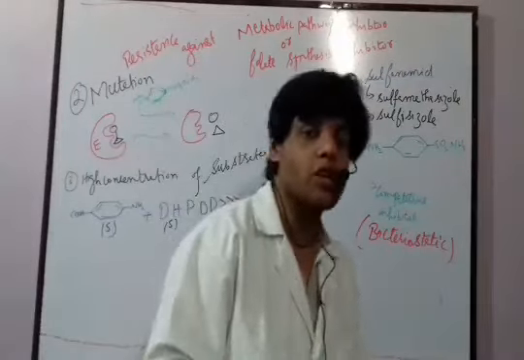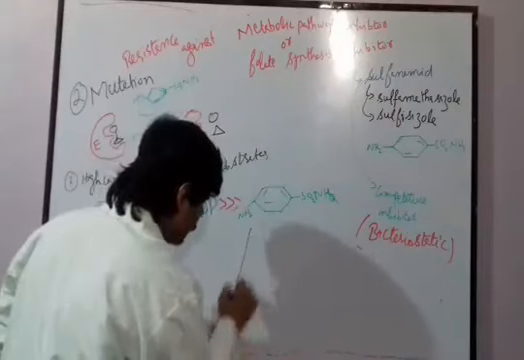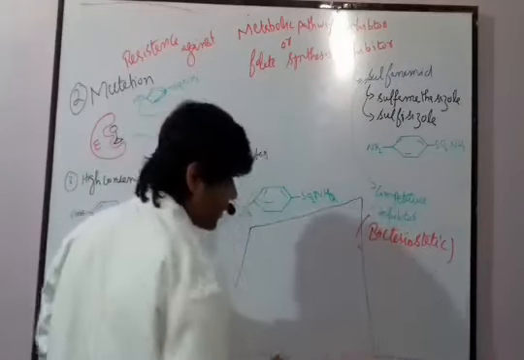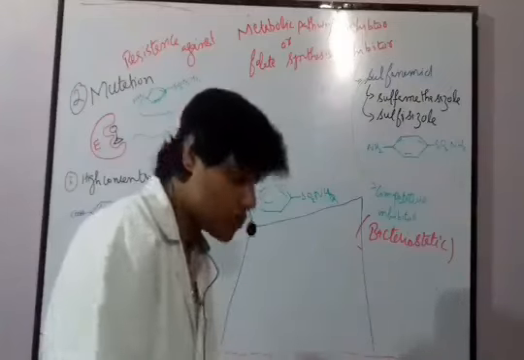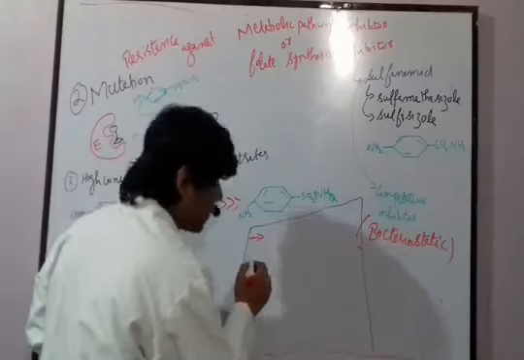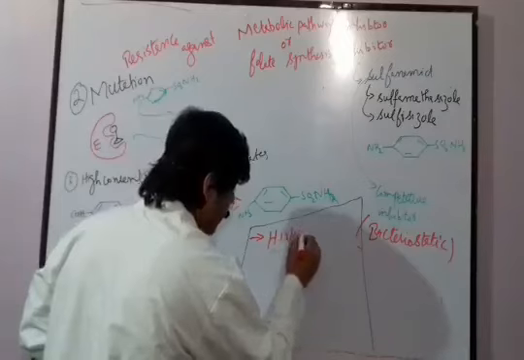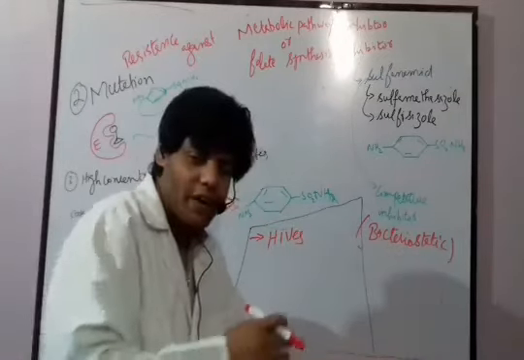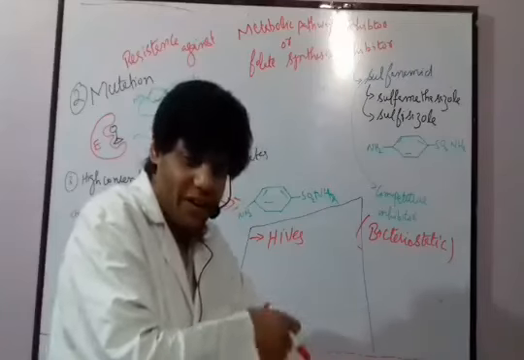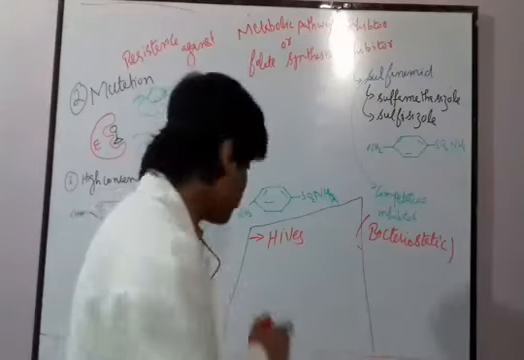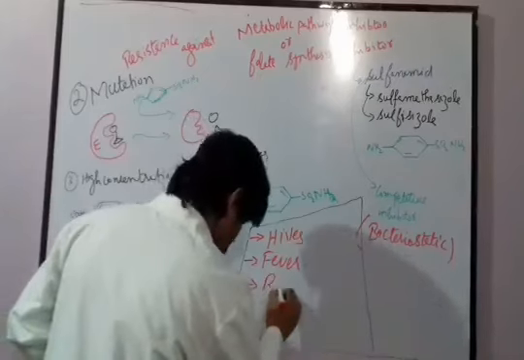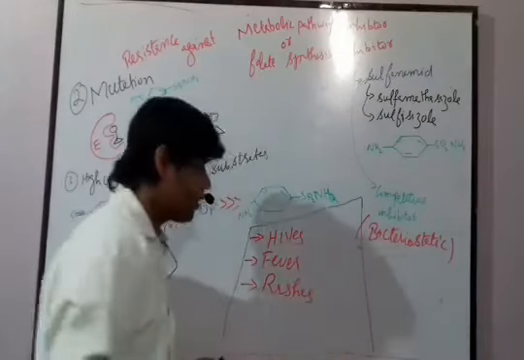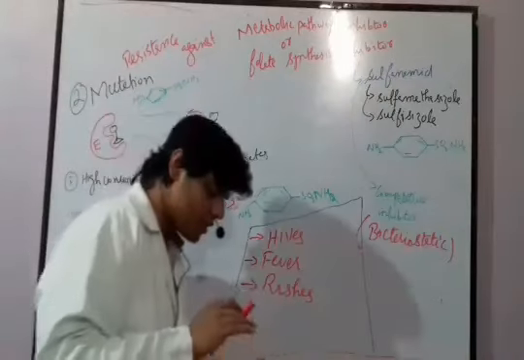Now let's talk about the side effects of these drugs. As you know, when we give these drugs again and again, resistance is activated against them, and there will be side effects when we use these drugs repeatedly. So which kind of side effects? Let me explain. The first side effect is hives. In this case, red patches appear which are very itchy, or very irritated. The second is fever. And rashes. Fine. So these are the side effects activated against these drugs.